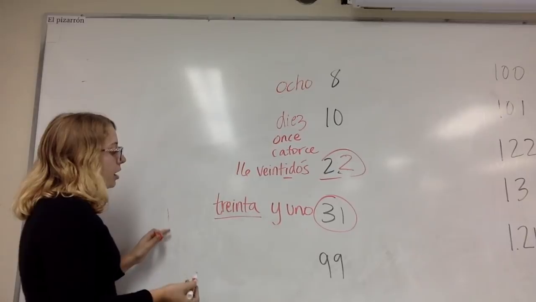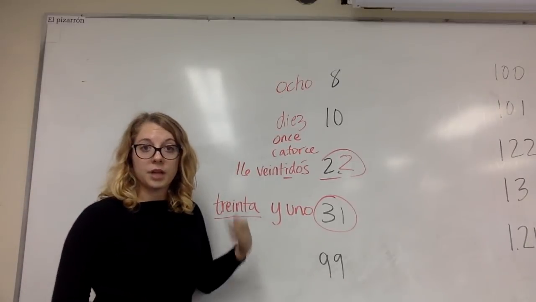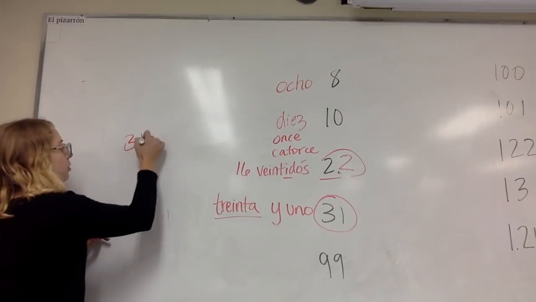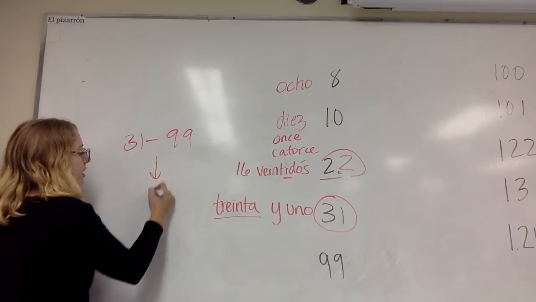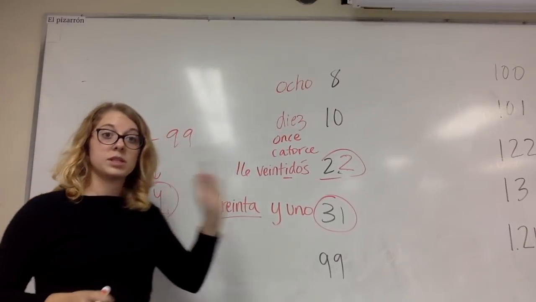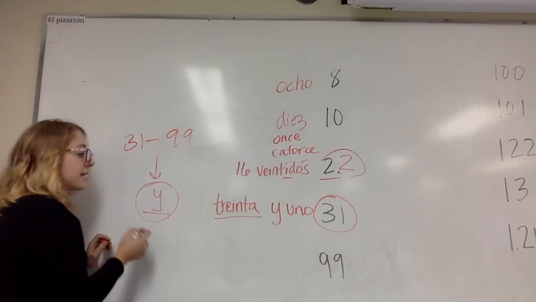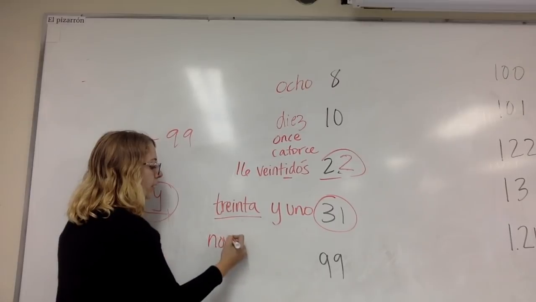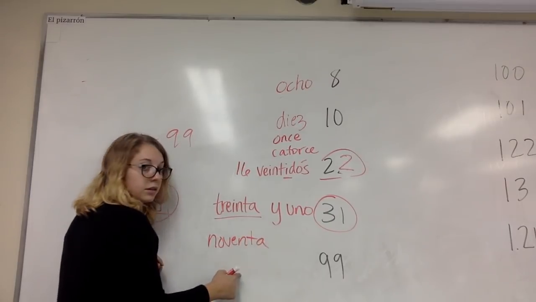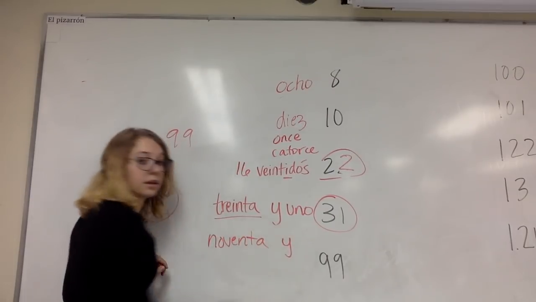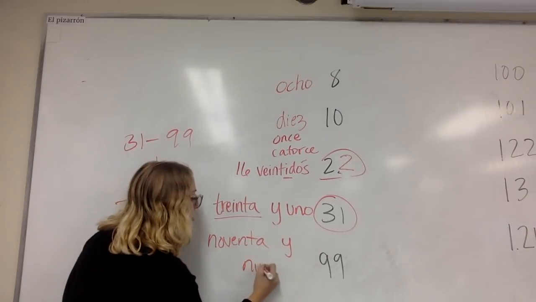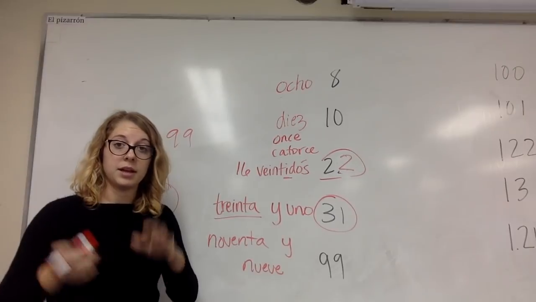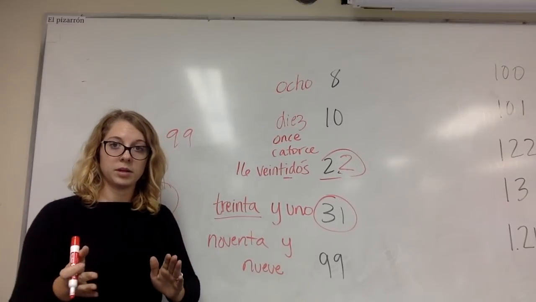All right, so now let's go ahead and try 99. 99 is going to be the exact same way we do 31. So anything from 31 to 99 is connected, the tens place and the ones place is connected by E. So for this case, 99 would be noventa y nueve. That is the only time I'm going to have an and, right? And that's going to connect the tens and ones place.